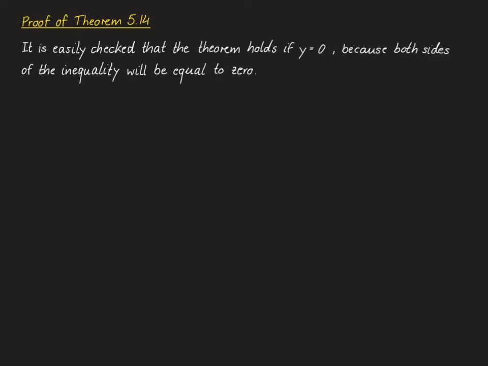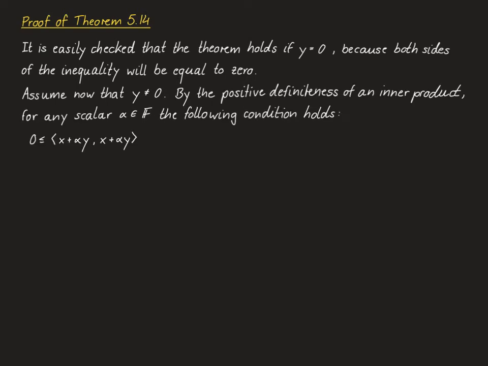Now to the proof of Theorem 5.14. It is easily checked that the theorem holds if we choose the vector y to be the zero vector. We may hence assume that the vector y is non-zero by the property of positive definiteness of an inner product. For any scalar alpha, we have that the inner product of the vector x plus alpha y with itself must be greater than or equal to 0.